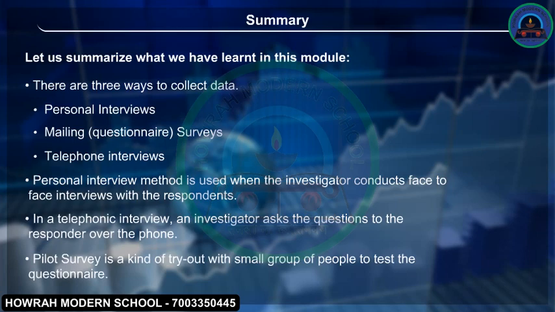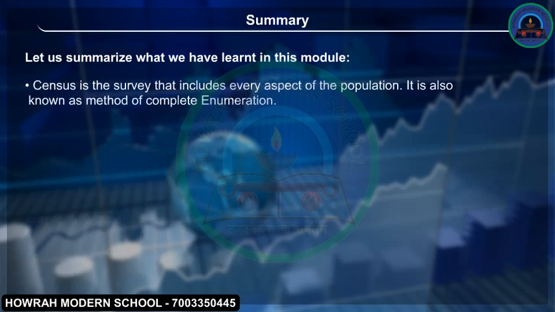Pilot survey is a kind of tryout with a small group of people to test the questionnaire. Census is the survey that includes every aspect of the population. It is also known as the method of complete enumeration.